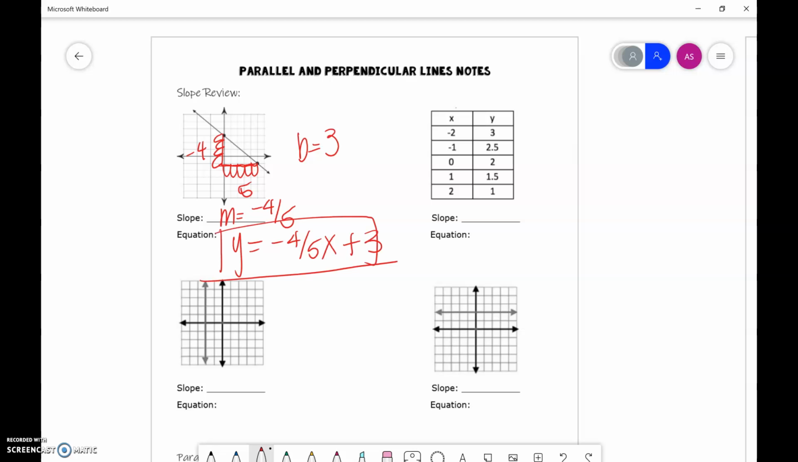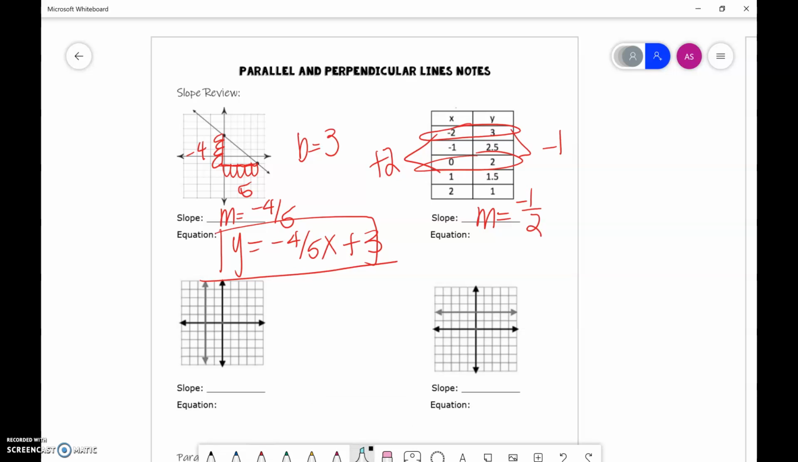Okay. Now here I have a table. I'm going to pick 2 points. It may be easier to pick points that are not decimals, so you don't have to worry about that. But if you do, it's going to work out the same. So from -2 to 0, that's +2. And from 3 to 2, that's going to be -1. So our slope, we use y over x. So I have -1 over 2.